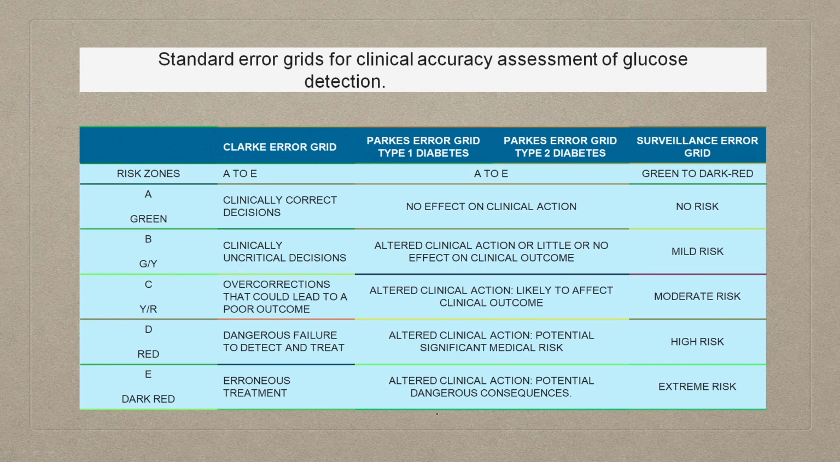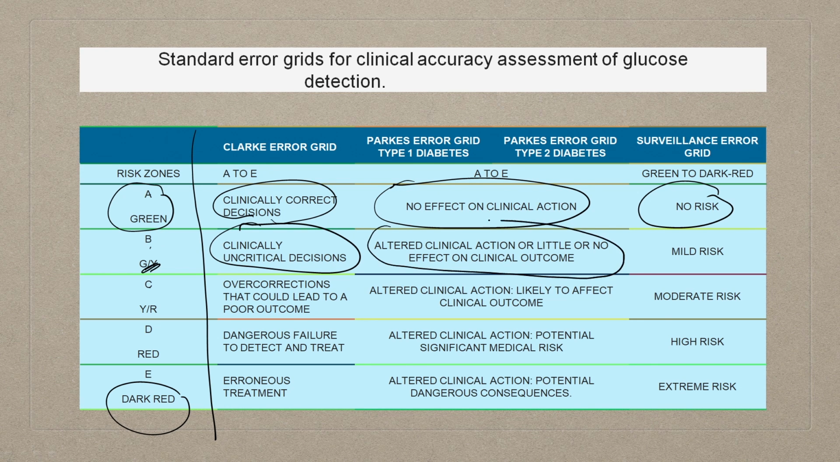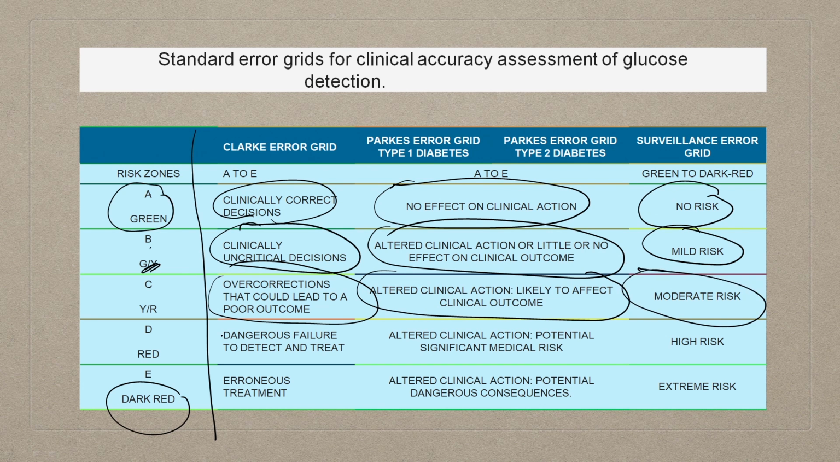Now, if you look at the standard error grid, when we talk about any sensor, there are standard error grids which are being created. So, for example, what is the risk? This is the risk zone. So, A, B, C, D, E. This is like extremely erroneous, dark red. The green is go signal. Okay. A to E. So, clinically correct decision, no effect on clinical action, no risk. As you are going down, it is degrading, clinically uncertain decision, so green and yellow. Okay. Altered clinical action with little or no effect on clinical outcome, mild risk. Now, you are yellow and red, overcorrection that could lead to a poor outcome, altered clinical action likely to affect clinical outcome, moderate risk. So, every sensor which is being developed has to go through an error grid.